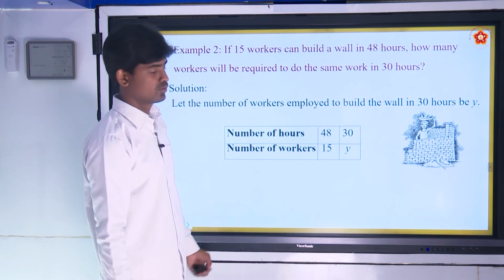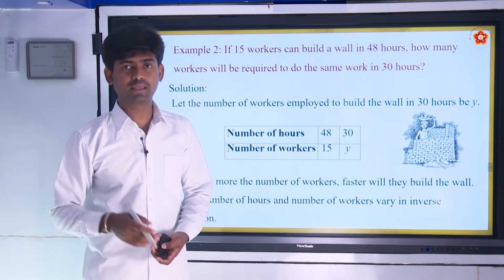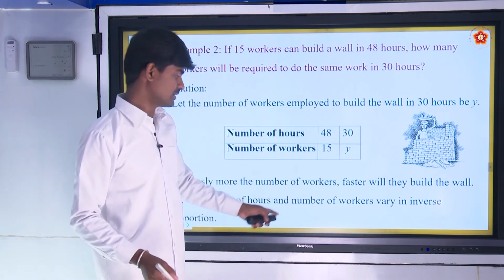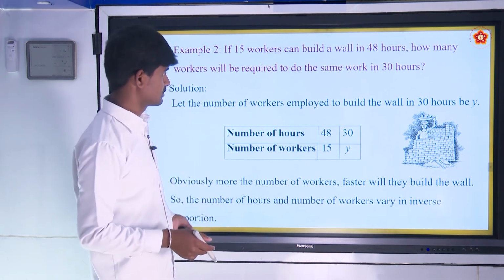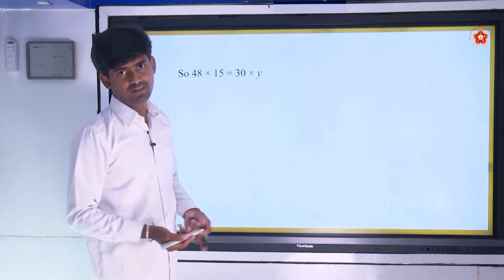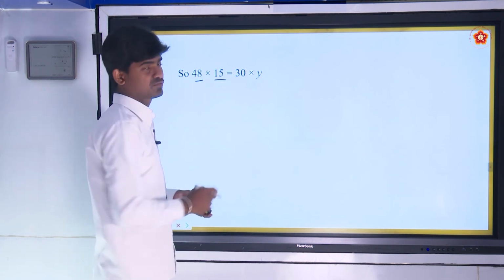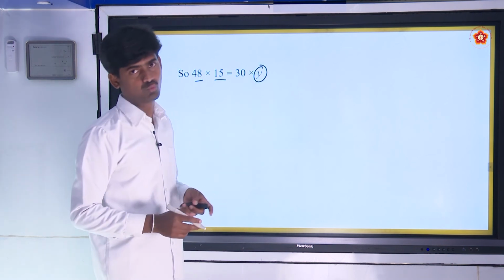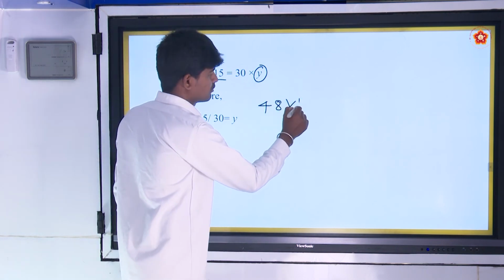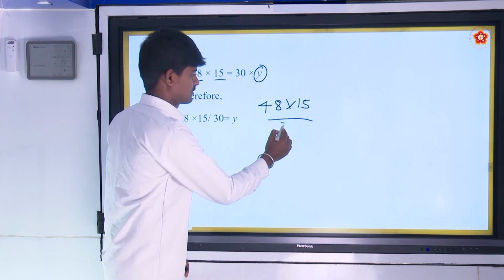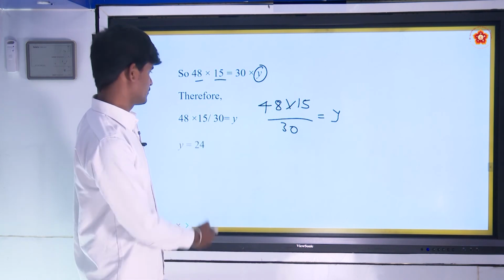Obviously, the more workers there are, the faster they will build the wall. So the number of hours and the number of workers vary in inverse proportion. The formula we already know: x1 y1 is equal to x2 y2. Here x1 is 48, y1 is 15, x2 is 30, and y2 we don't know, so it is y. So, cross multiplying as usual, 48 into 15 divided by 30 is equal to y. So y is equal to 24.